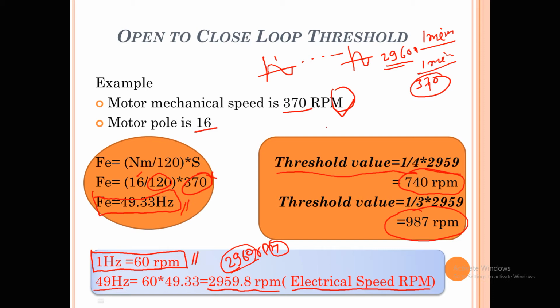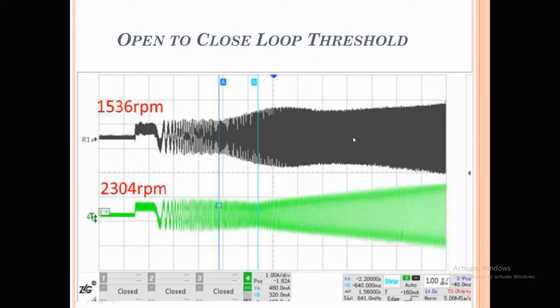So usually for ceiling fan application, if your motor pole count is 16 and your RPM is 370 RPM, then you need to select your values between 740 RPM to 987 RPM. So hope you get the basic idea.